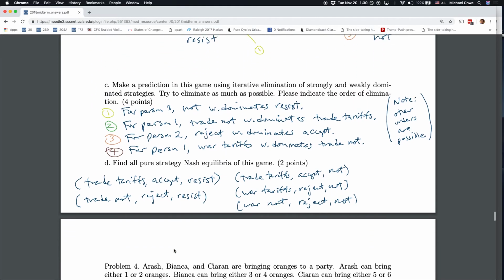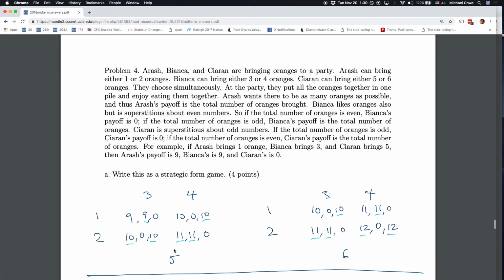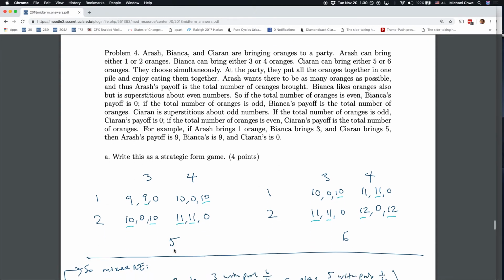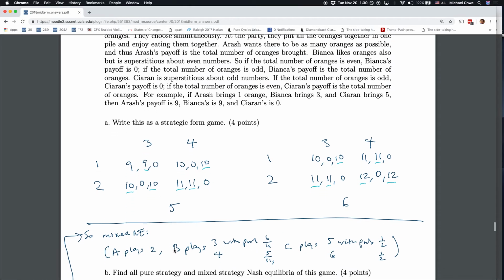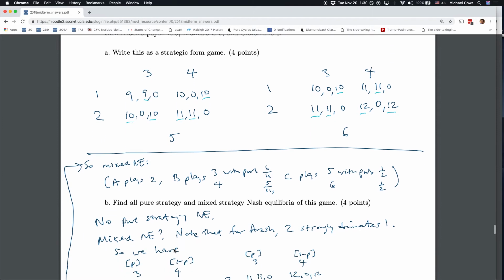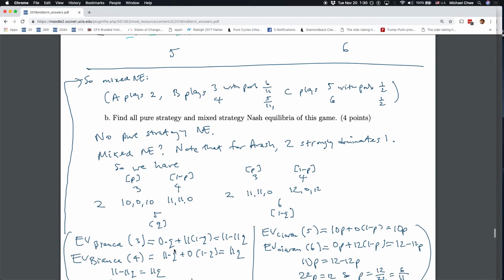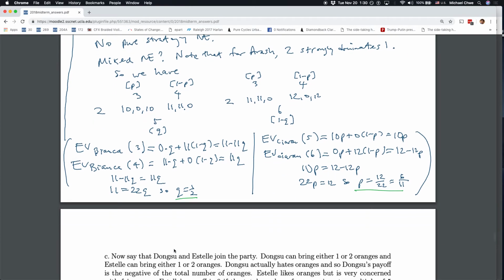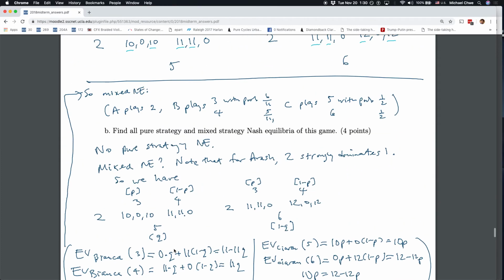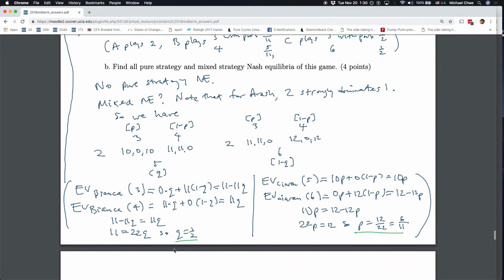Okay. Problem 4. Oh, I like this problem a lot. Problem A, this is pretty straightforward, right? Did you guys get this? The hard part is the last part, right? Okay. That was the logic one, right? Well, I like that one. Yeah, I liked it too. Okay, you got the mixed Nash equilibrium. Did you get these numbers? No? I think I'm right.